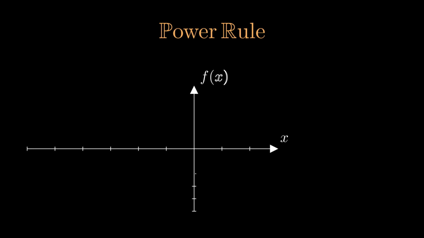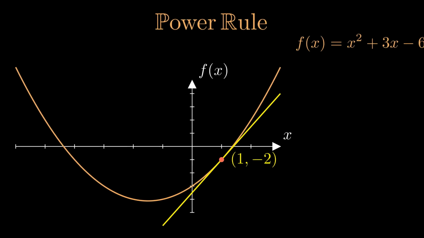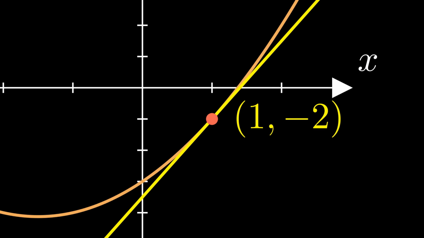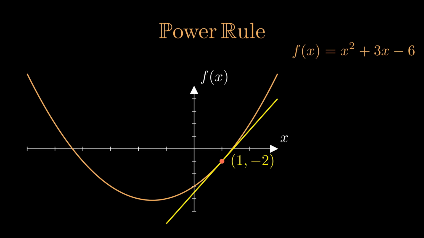The power rule is your introduction to taking derivatives. Previously, we saw that differentiation allows us to find the slope at any point on the curve by simply putting the x-coordinate into the formula. For example, take this curve, y is equal to x squared plus 3x minus 6. This is what the curve looks like, and if we want to find the slope at x equals 1, we could draw a tangent to the curve at that point. We can then use the rise over run equation and find the slope at that coordinate.